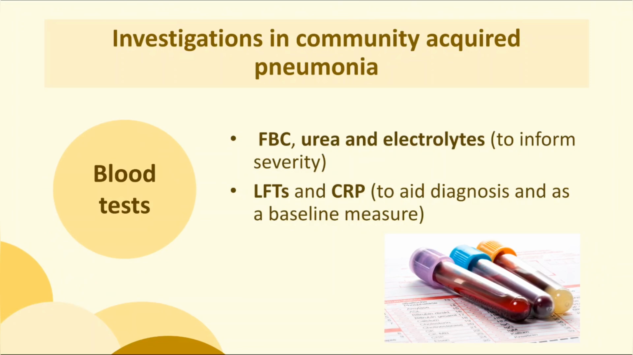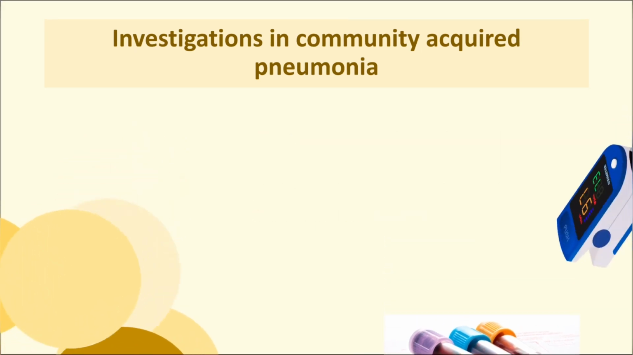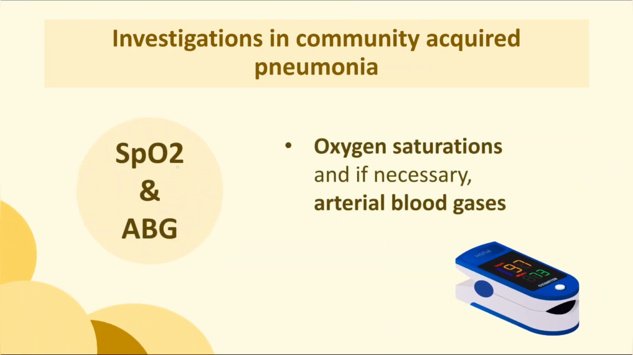Blood tests: full blood count mainly to see white blood cells, urea to assess the severity of pneumonia, electrolytes, liver function test, and C-reactive protein as a baseline measure. It's better to have these investigations. SpO2 pulse oximetry should be done for all patients. And if SpO2 is less than 92, according to the BTS guideline, you also have to do arterial blood gas analysis.